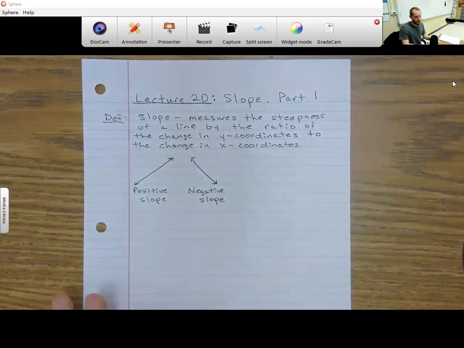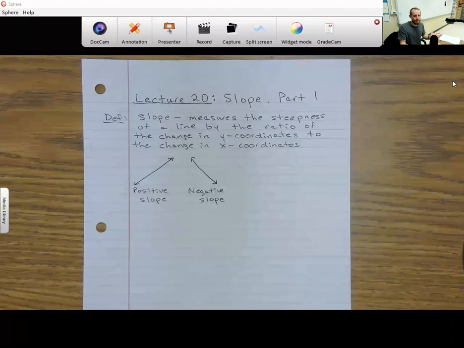So if you want to think about it another way, you can think about it as hiking, right? If you're hiking up a hill, that hill is going to have positive slope. But if you're going back down the hill, that hill is going to have a negative slope. And it's going to look like that.